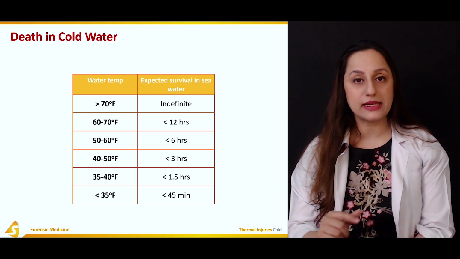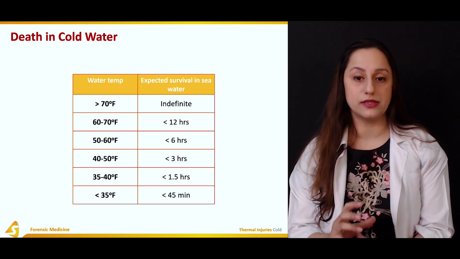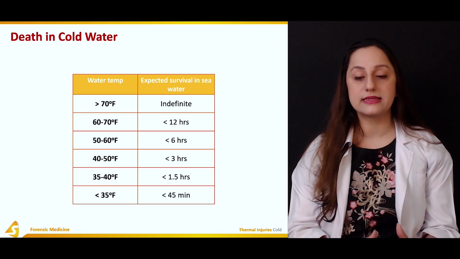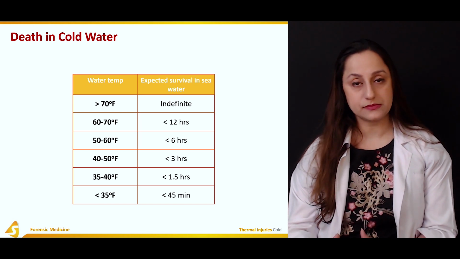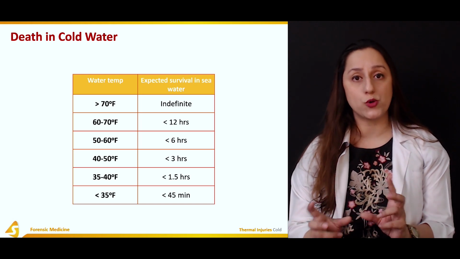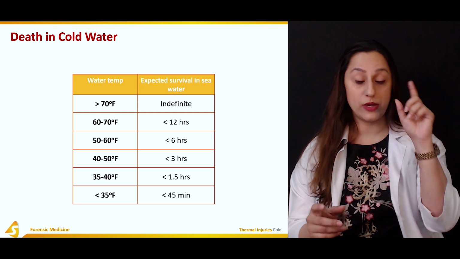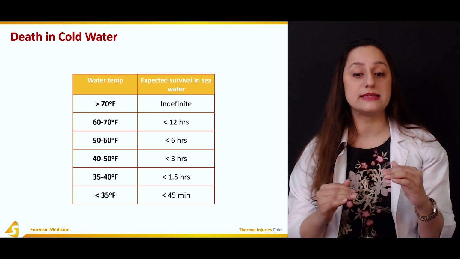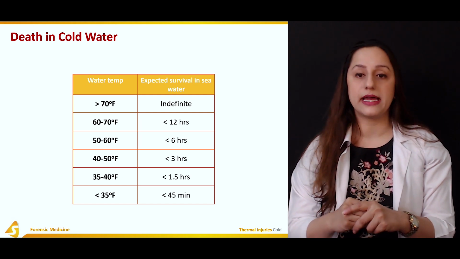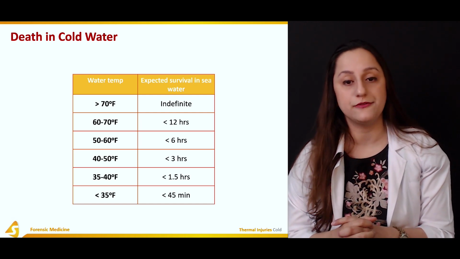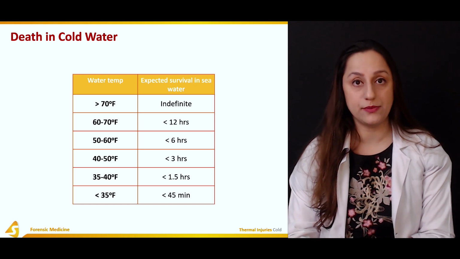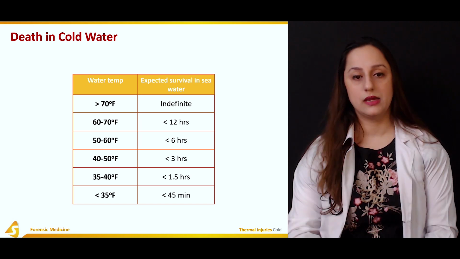Now, the general trend that we see in this table is that as the temperature decreases, the survival time also decreases. So it means there is a direct relationship. They are directly proportional to each other. And we see that the cutoff point is less than 35 degrees Fahrenheit, after which survival time decreases to less than 45 minutes. So this is a very comprehensive chart and it's very important for you to focus on it.